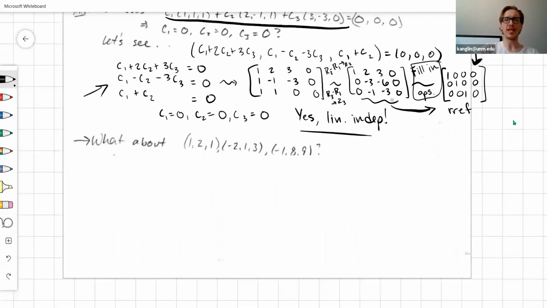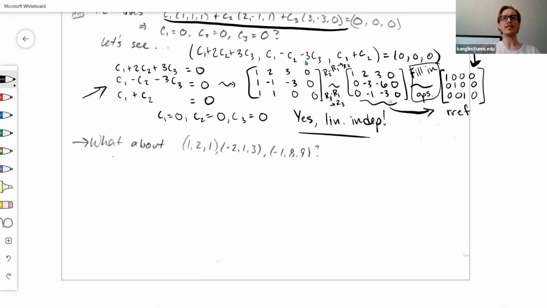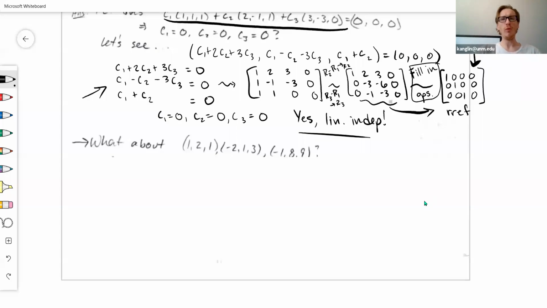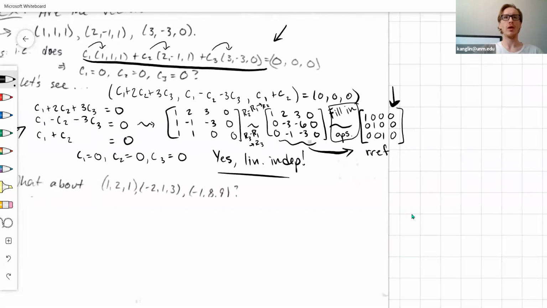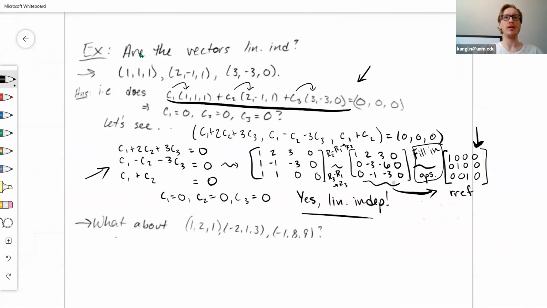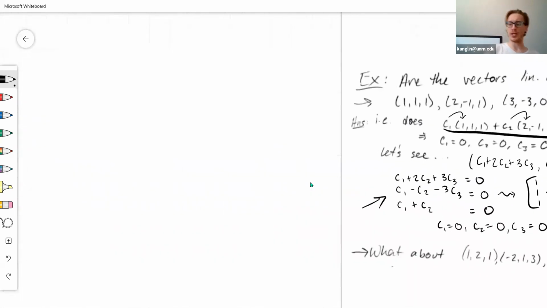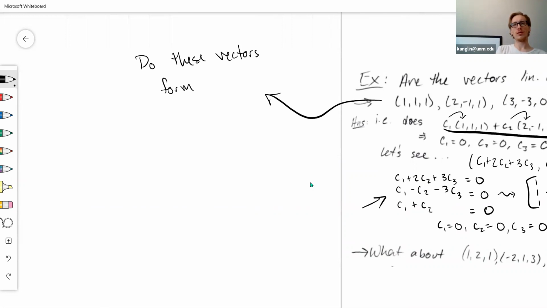So let's do another one to end this video. What about this set of vectors? You know what? Before we go to that, I've got an interesting idea that we can play with this previous one with. So I said up here that we found 3 vectors, (1, 1, 1), (2, -1, 1), (3, -3, 0), which are all linearly independent. Let me ask a question. Do these vectors form a basis of R3?